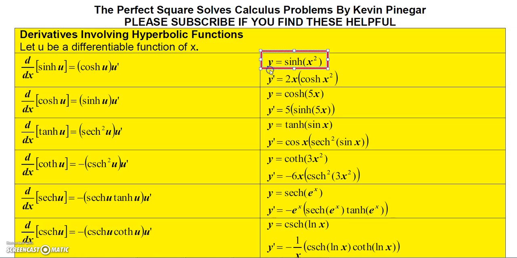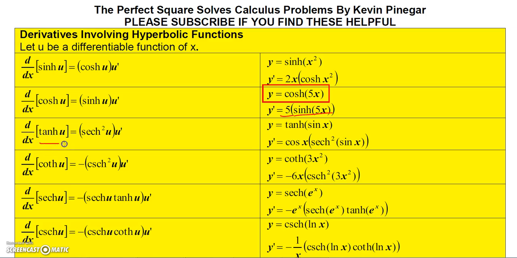Now the next one here, I have y equals the hyperbolic cosine of 5x. So the formula for the derivative of hyperbolic cosine of u is hyperbolic sine of u times u prime. So the derivative of this would simply be hyperbolic sine of u, and since u is 5x, I'd have hyperbolic sine of 5x, and then I would multiply by the derivative of 5x, and the derivative of 5x is 5.